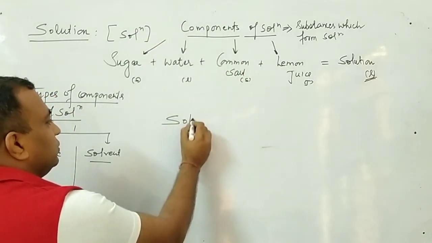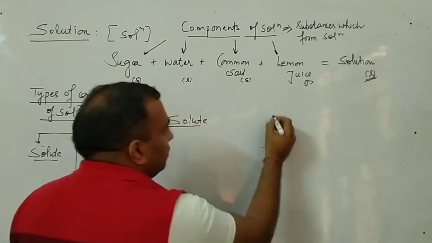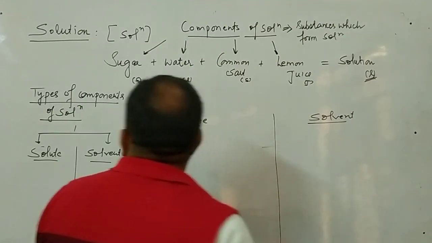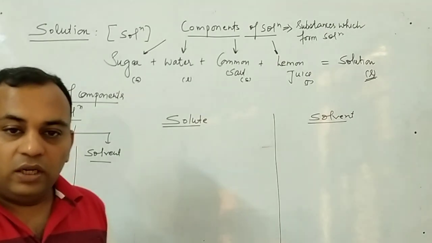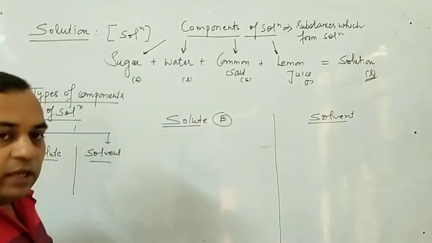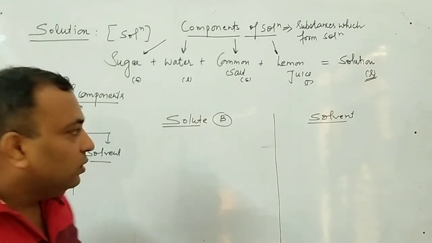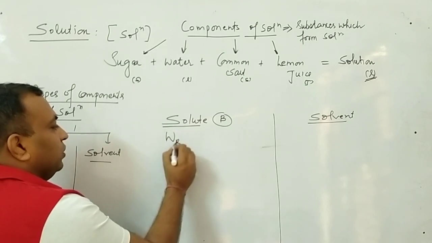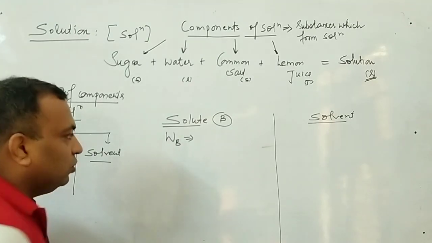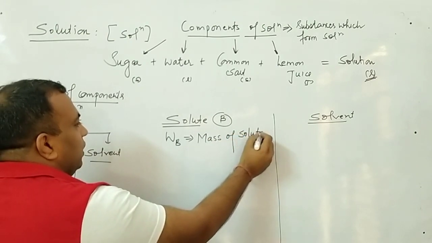On one side this is solute, on the other side I'll write solvent. So now listen students. First of all I start with the symbolic representation. The solute is represented by B. Means if B is written with any symbol, that symbol resembles the solute. Suppose I have written WB. So listen, W is the symbol of mass and B for solute, so this will be the mass of solute. Understand now?